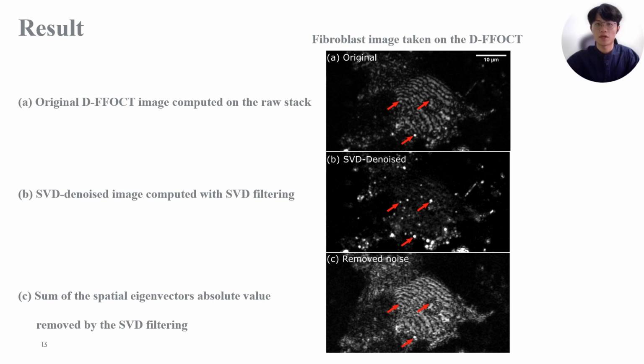And a fibroblast image taken on the setup is presented in Figure 1. Artifacts arise mainly from mechanical vibrations leading to a fringe pattern. Red arrows are highlighting subcellular features. Only the bottom one was visible on the original image. These figures demonstrate how the SVD filtering method has successfully eliminated interference caused by mechanical vibrations, thereby enhancing the quality of dynamic FFOCT images and making cellular structures more easily distinguishable. This is particularly valuable for biological research.